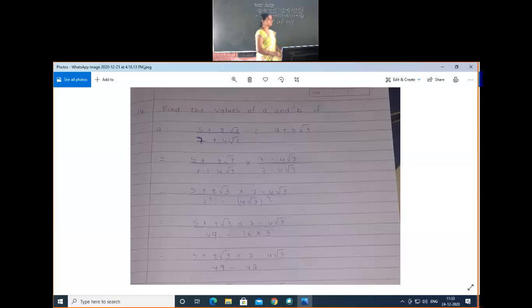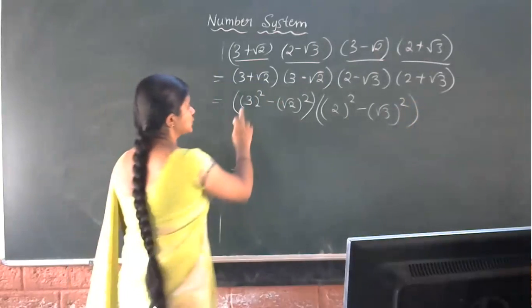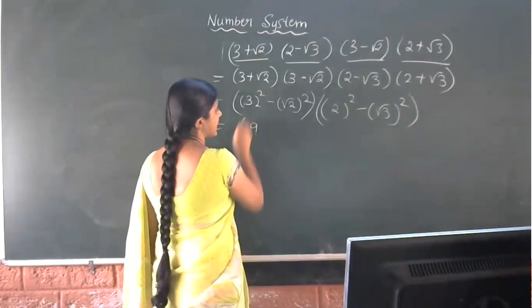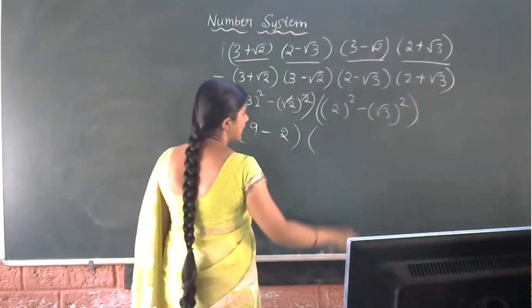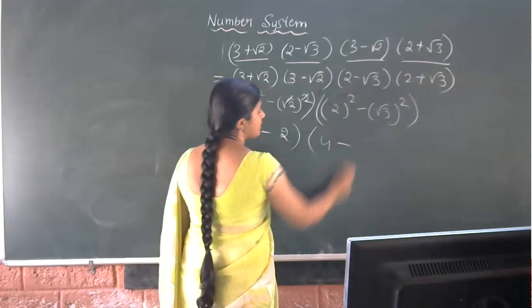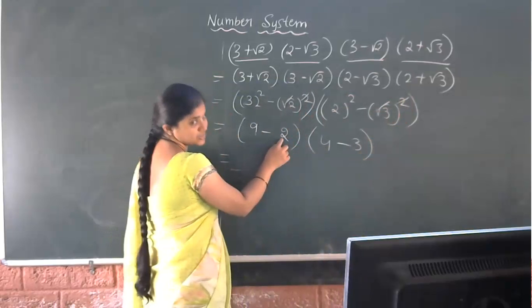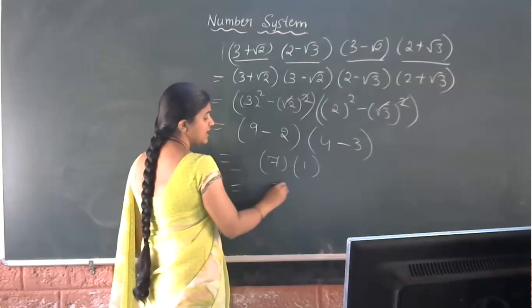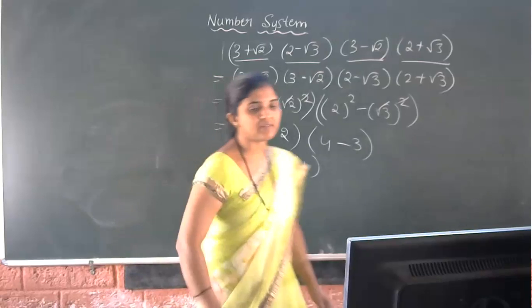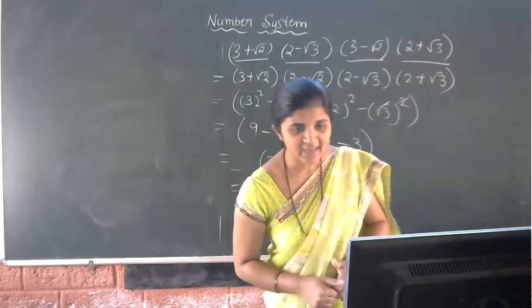Yes, multiplication sign only. We have to put a big bracket here because in between no sign is there. So now 3 square is 9 minus root 2 whole square is 2 only, 9 minus 2, into 2 square is 4 minus root 3 whole square is 3 only. Now 9 minus 2 is 7, into 4 minus 3 is 1. 7 ones are 7. 7 is a rational number.